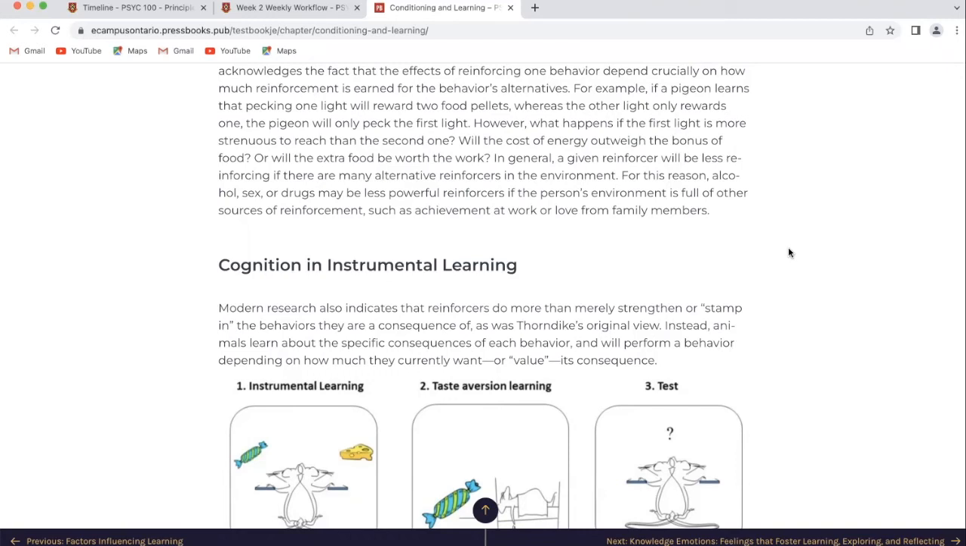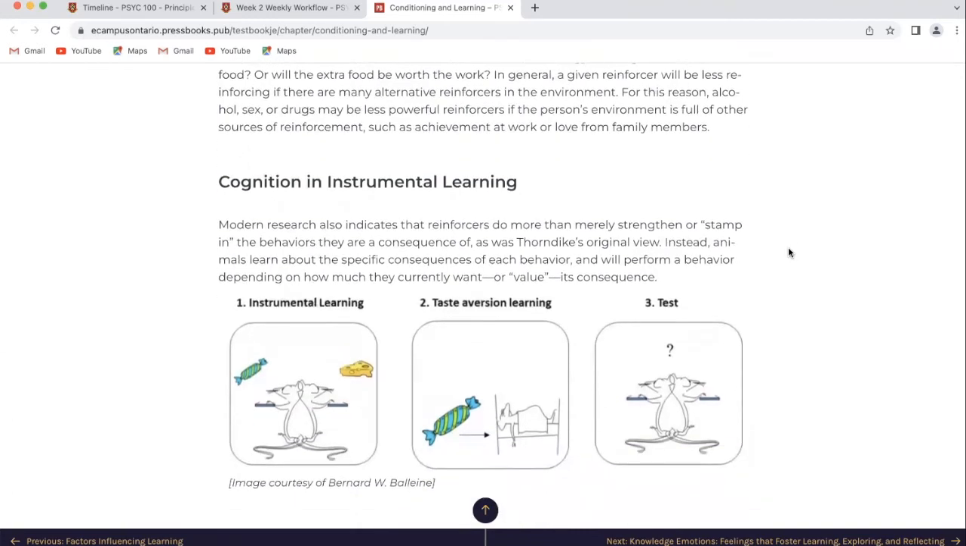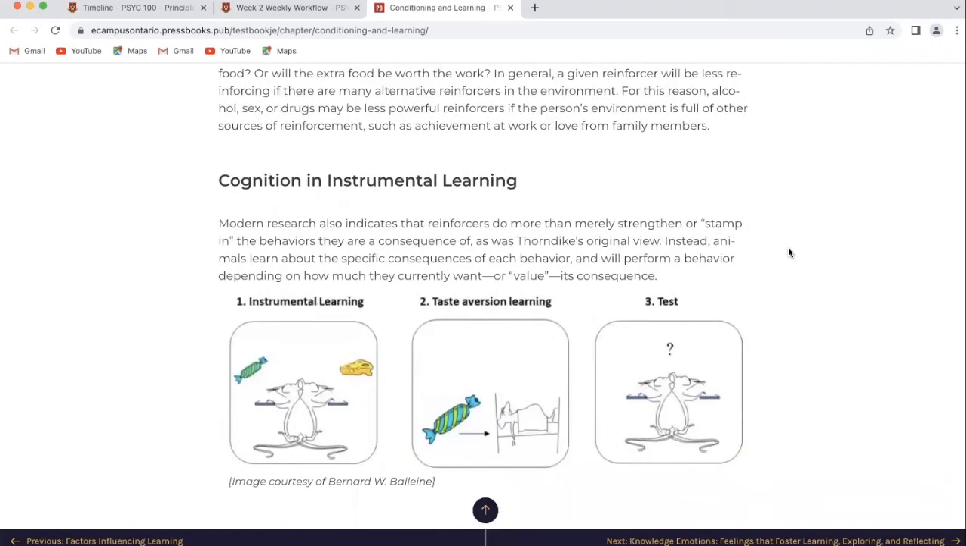In general, a given reinforcer will be less reinforcing if there are many alternative reinforcers in the environment. For this reason, alcohol, sex, or drugs may be less powerful reinforcers if the person's environment is full of other sources of reinforcement, such as achievement at work or love from family members.